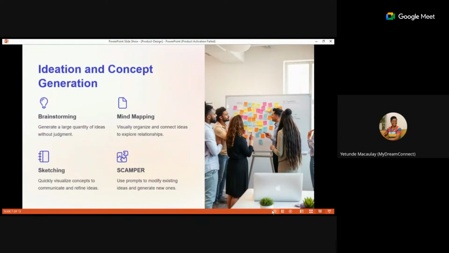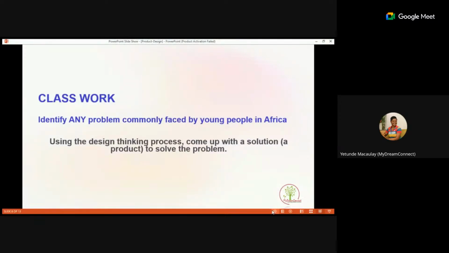If you look at it, it says identify any problem commonly faced by young people in Africa. Do you get it? So mentioning government is not a problem, they are all references. Please always try to listen carefully before you make a conclusion. I don't think anybody has spoken out of place. They have actually identified the challenges being faced, and of course we cannot rule out government.